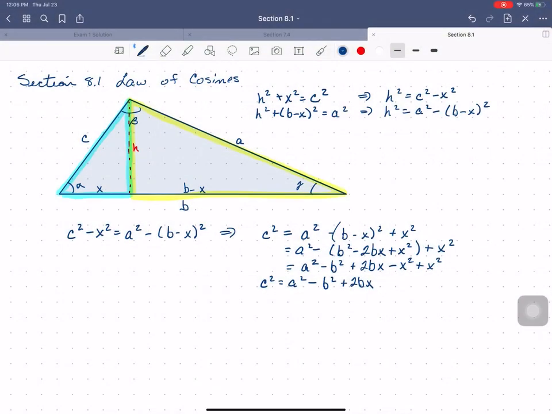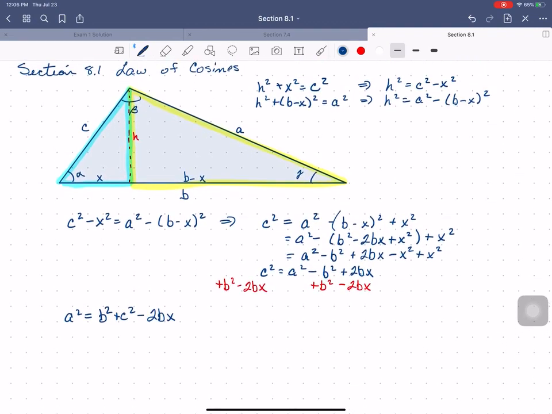Now, what I'd really like to do is make this look more like the Pythagorean theorem. So let's add b squared and subtract 2bx from both sides. So now I get that a squared equals b squared plus c squared minus 2bx. Well, that's great, but what do I do about that x? Well, let's think about x. x is in that blue right triangle with alpha.